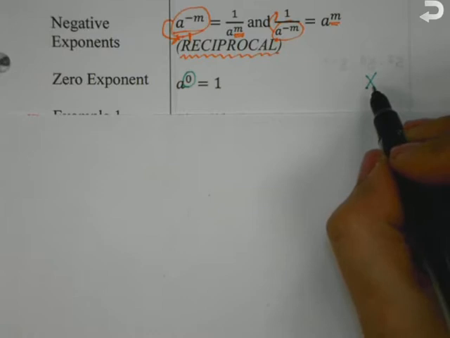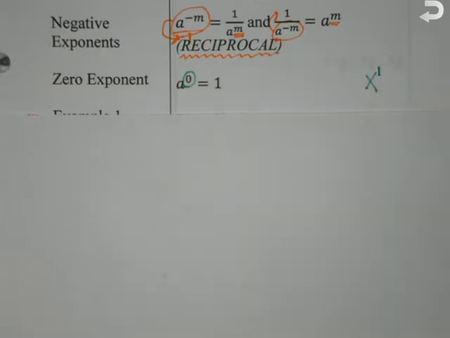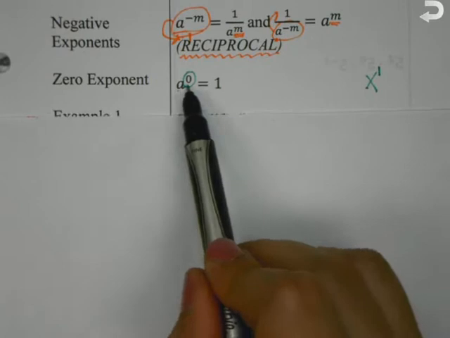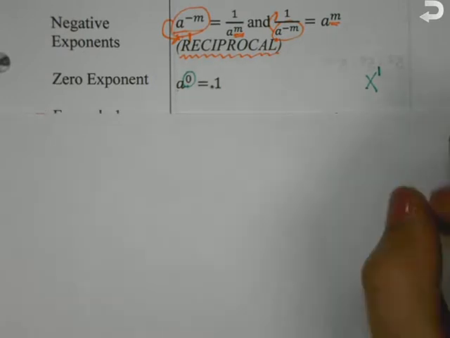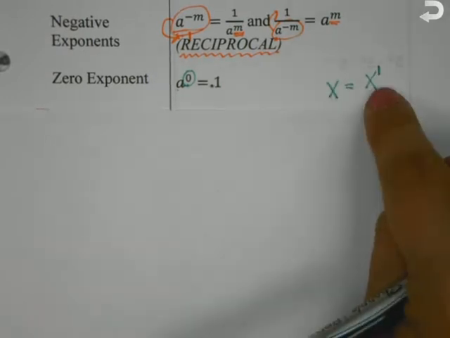It's a 1. Okay, we will use that. Alright, so anything to the 0 is always equal to 1. If you ever get something like x by itself, it actually has an exponent of 1. Okay, so just make sure you keep that in the back of your mind as well.